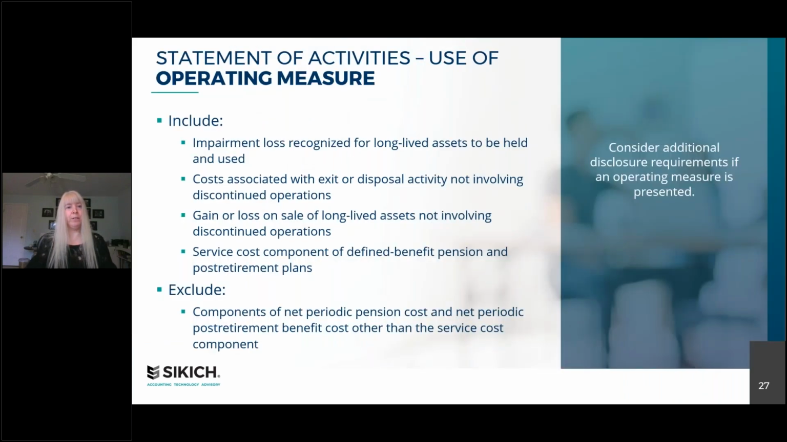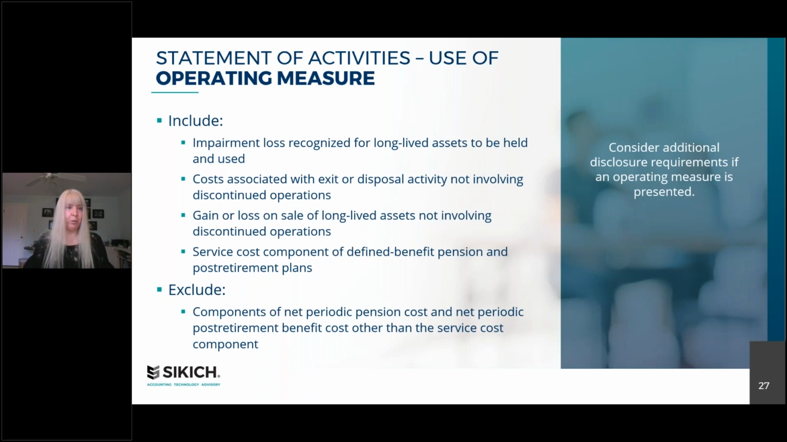The FASB does not require not-for-profits to use an operating measure. So you will see this though in some financial statements where there's revenues and expenses and there's a subtotal change in net assets from operation or net income or loss from operation, and then there'll be some non-operating activities presented below that before you get to the total change in net assets.